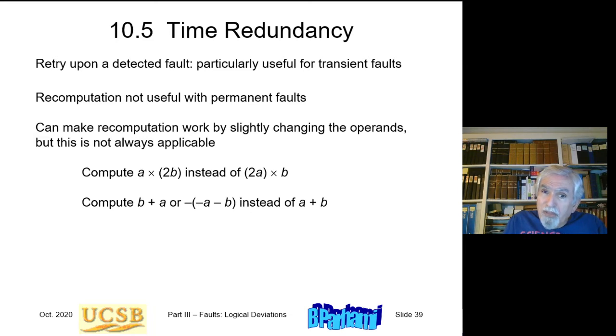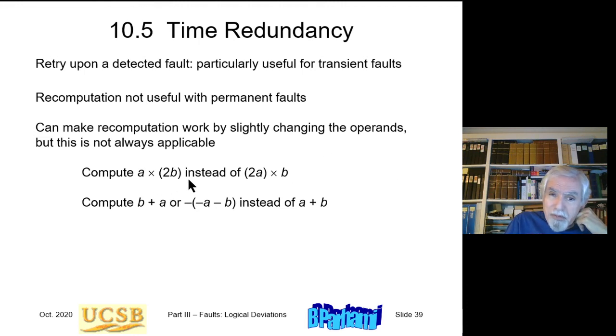Okay, if there's a permanent fault in your adder, then when you do the second addition, you get the same wrong result. You may get the same wrong result because the fault is permanent. Therefore, you won't be able to detect that fault. So there are some techniques that make it more likely for you to detect even permanent faults.